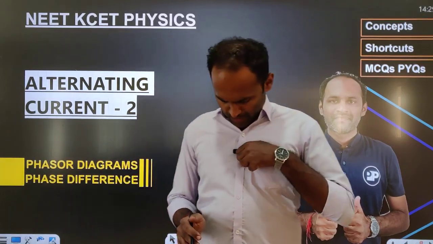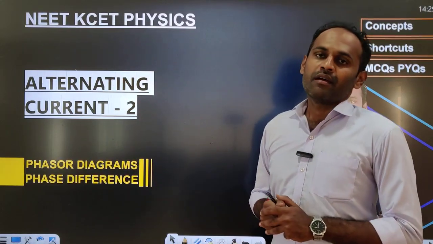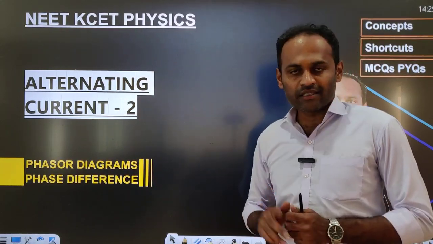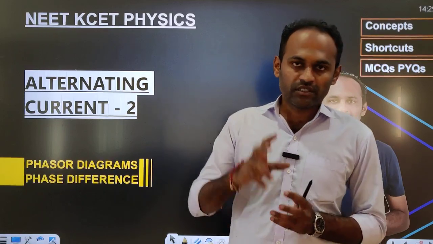See, we are in the series of videos where we are learning NEET as well as KCET Physics. We are in the chapter called alternating current. This is the second video on alternating current. See, the detailed videos on electromagnetic induction have been uploaded in the channel, so you can watch them. You can just visit the playlist and you will find a number of videos.